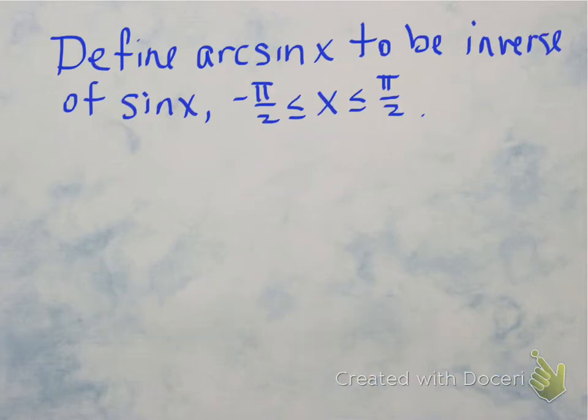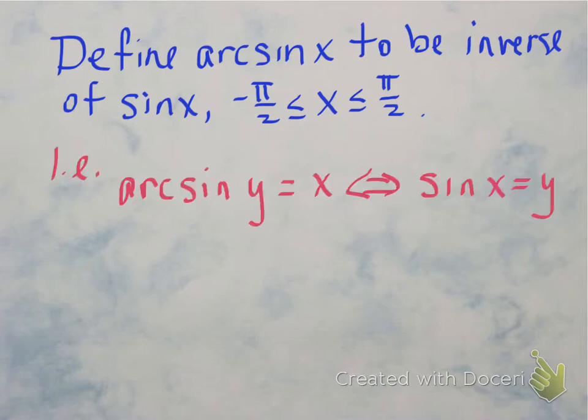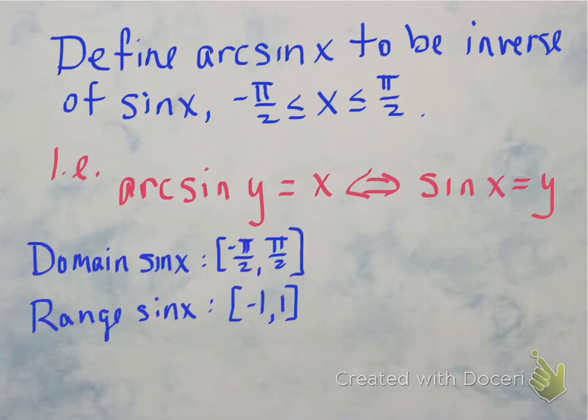So we'll define arcsine to be the inverse of sine x, but we have to restrict the domain of x. So x has to be less than or equal to pi over 2 and greater than or equal to negative pi over 2. So by definition, what does that mean? That means arcsine of y equals x is the same as saying sine x equals y. So arcsine and sine undo each other. And the domain of our restricted sine x is the closed interval from negative pi over 2 to pi over 2. The range of sine x, our restricted sine, and in fact our unrestricted sine even, is from negative 1 to 1, the closed interval.